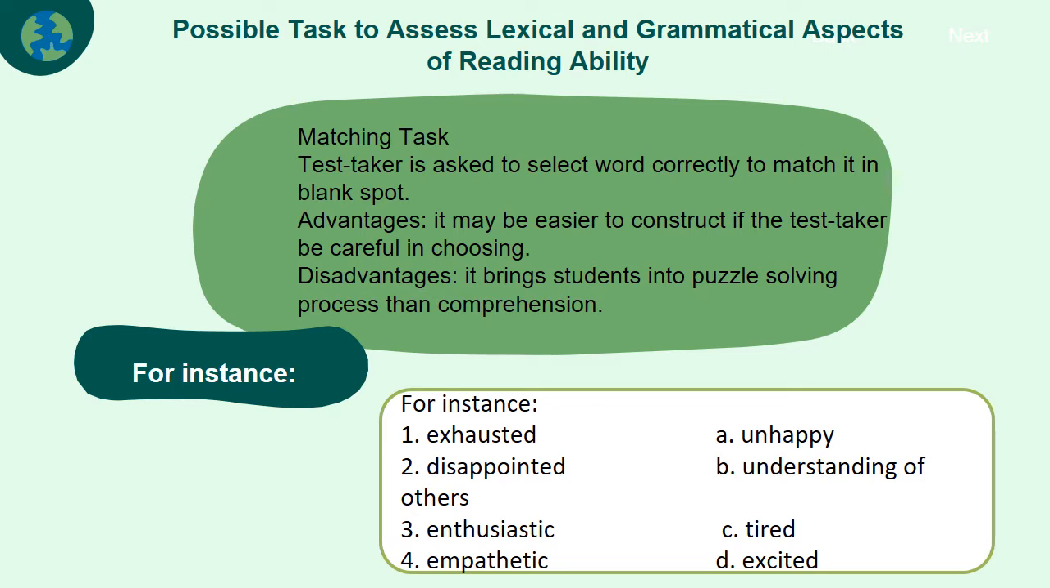The next selective assessment is matching tasks. In this task, the student is asked to select the correct word to match it in the blank spot. Let's see the example. We have two rows in this example, the left one and the right one. The student is asked to match the left row to the right row, each match. For instance, exhausted has its match in tired, and disappointed in unhappy, and so on.